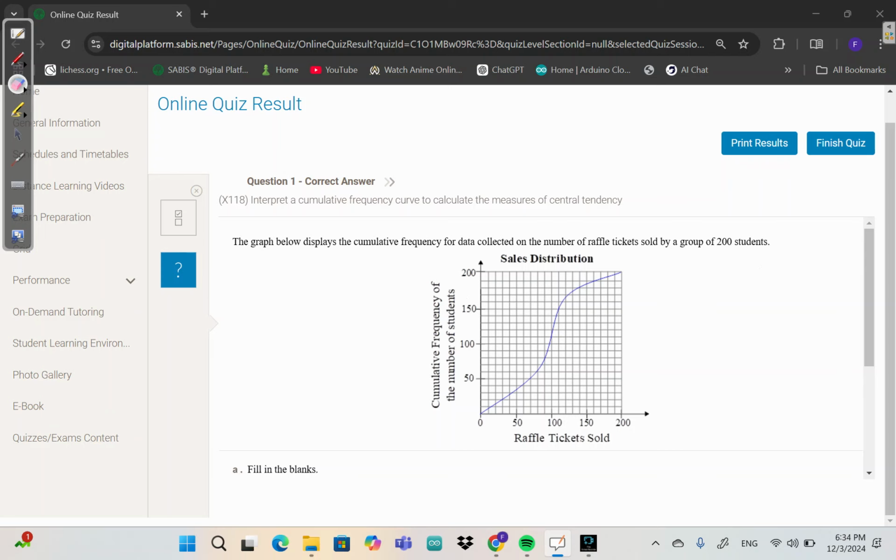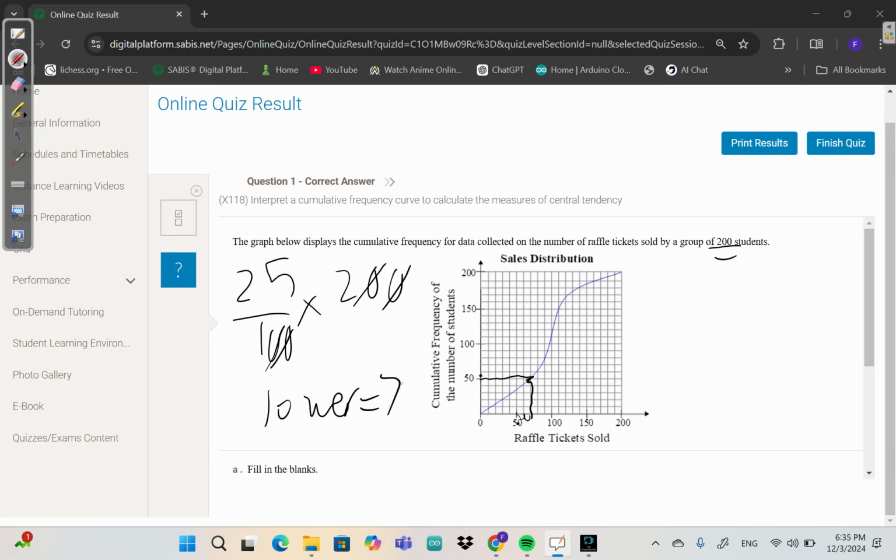Okay? Now, for our lower, it's the same thing. We do 25 over 100 now, since it's the lower, not the upper, times our data set, which is 200, which if we solve out is going to be 50. We go to 50 on our graph, we draw a line, and then we go down. So it's 2 blocks after 50, which we said each block is 10, so it's 50, 60, 70. So our lower is equal to 70.